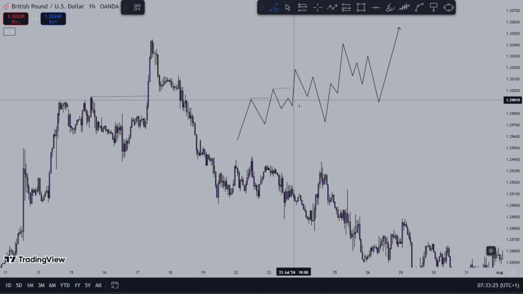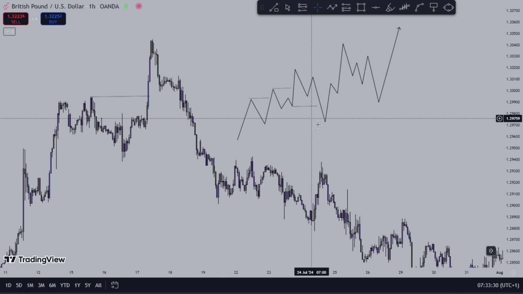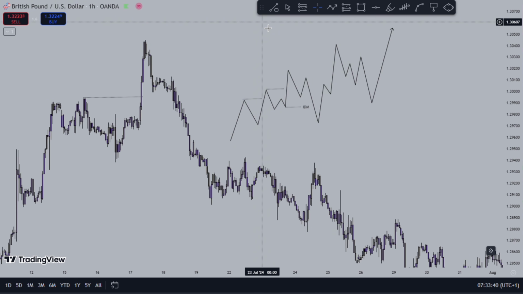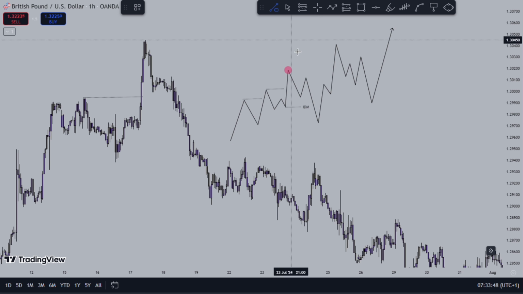In this case you can see that this was our inducement, that is the first pullback after our fake break of structure or real break of structure. This is our first pullback here. So this first pullback is called our inducement. After the price took out this inducement, this high became valid, and once price came back to take out that high, comes a valid break of structure.